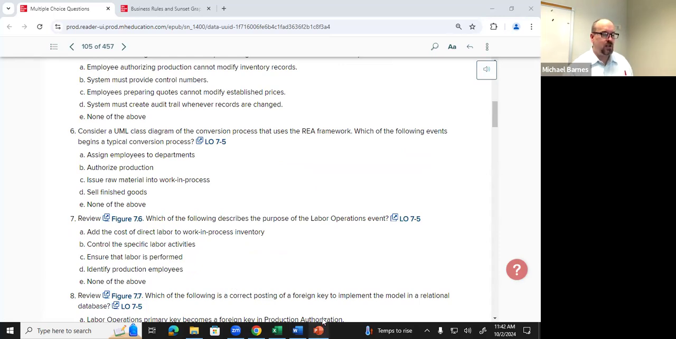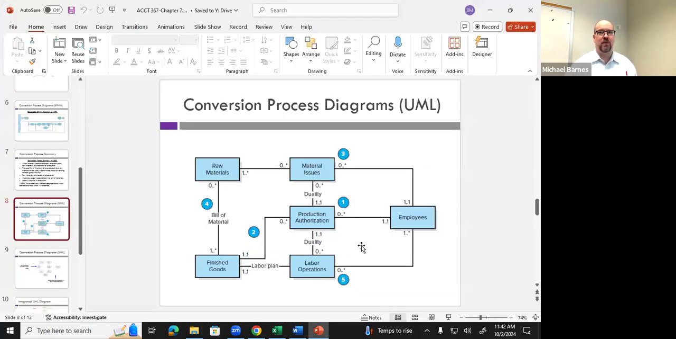By the way, I want to look at this diagram real quick. I said that you're going to be responsible for this diagram. You do not need to worry about these items in the middle, like the bill of material, labor plan, or dualities. If I actually depict this diagram and you excluded those, that would be fine, okay?